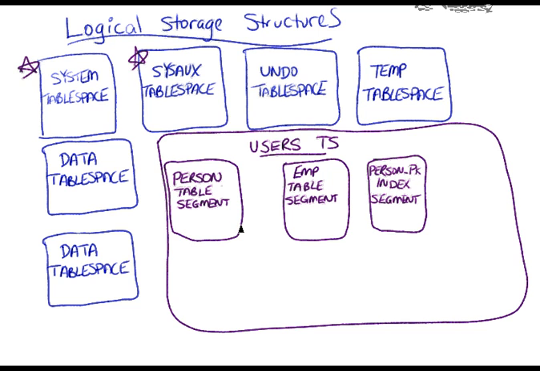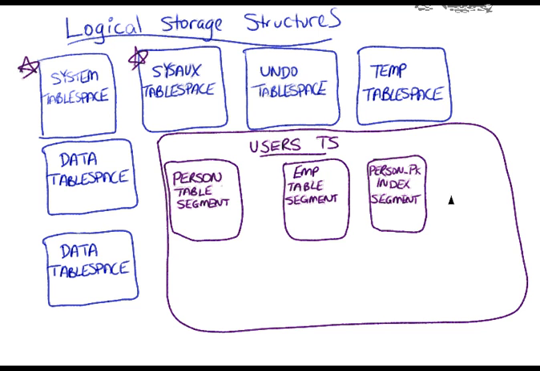So a segment is the next smallest logical unit. Looks like I also have an emp table segment. If my person has a primary key, well, we can have index segments as well. We can have table segments, index segments, temporary segments. It is possible for temporary segments to be not only in the temporary table space, but also in regular table spaces. For example, if you're rebuilding an index. We'll talk more about that later in our index nugget.